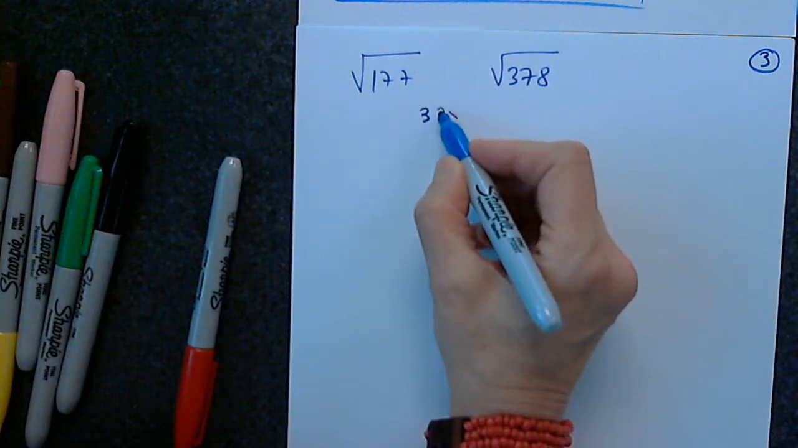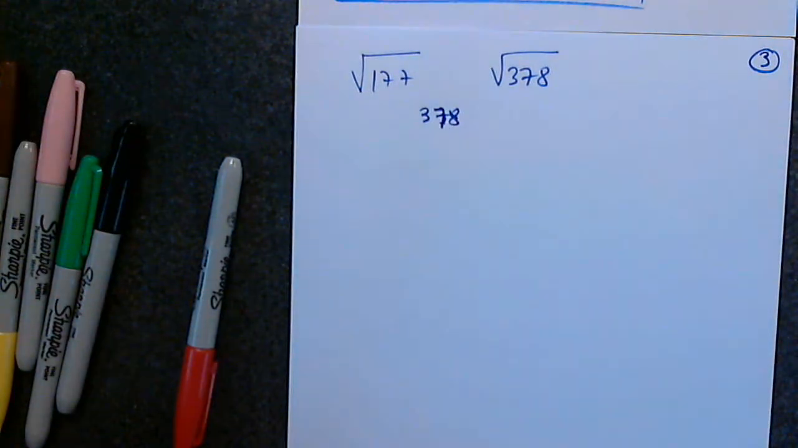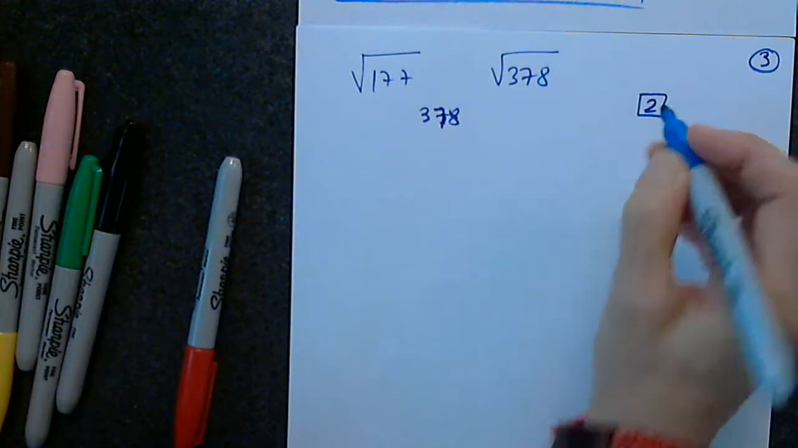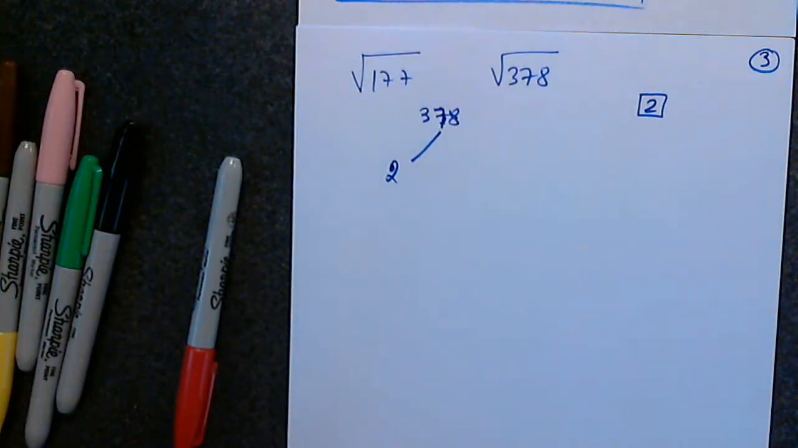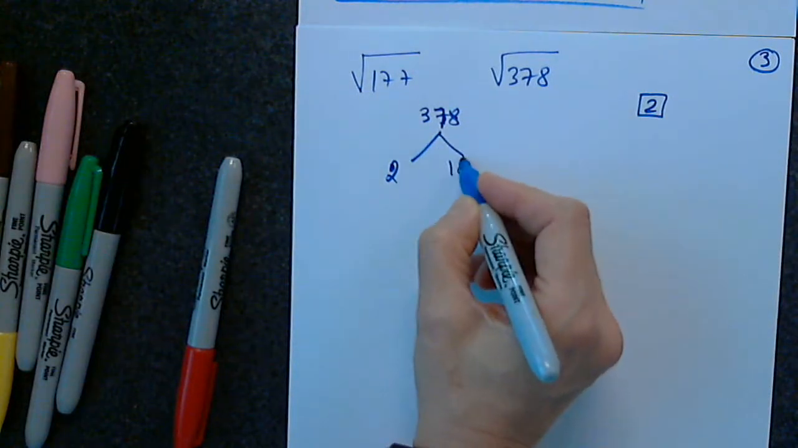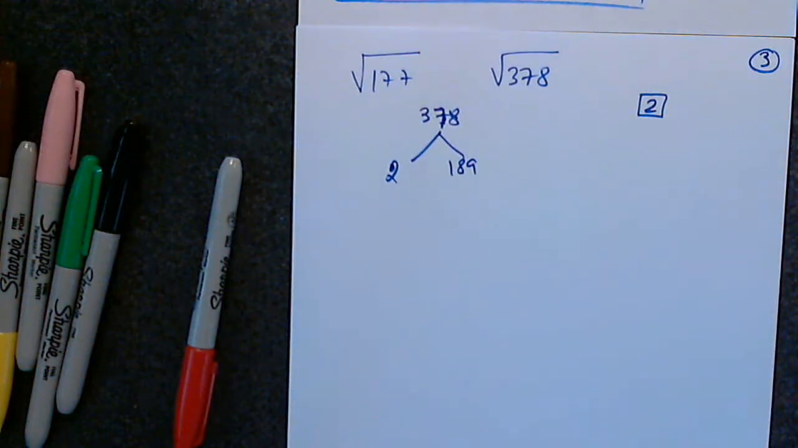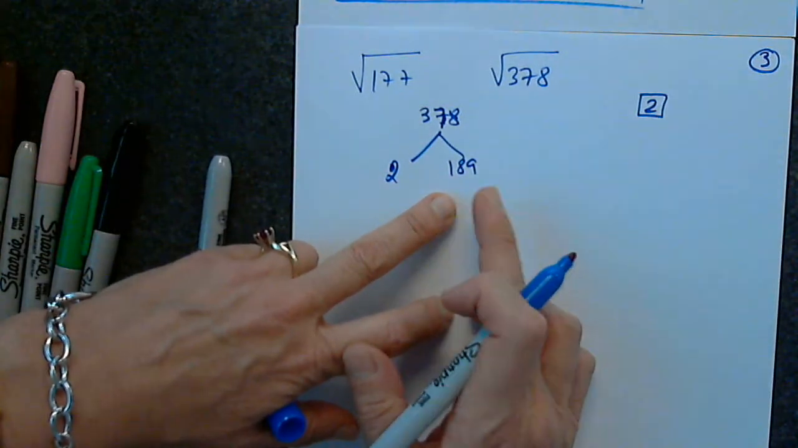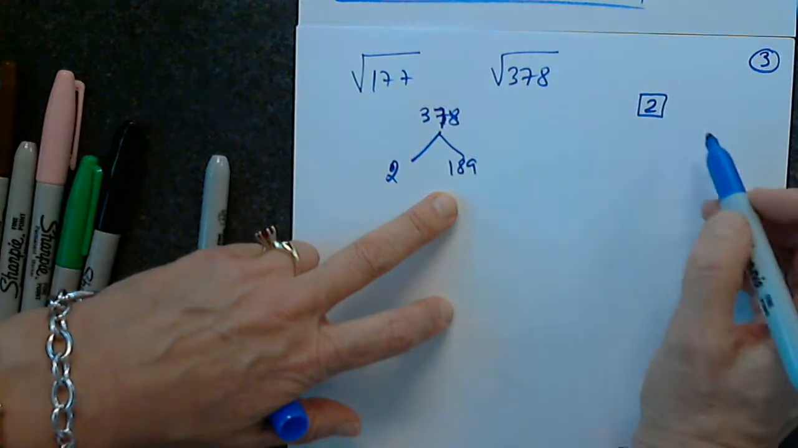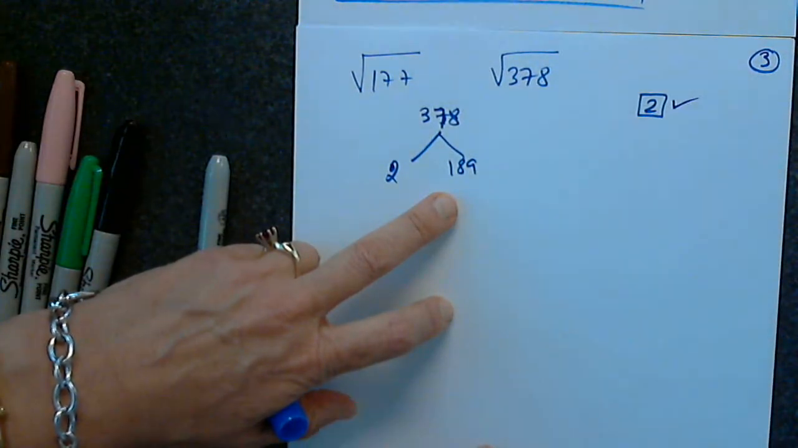So 378 is definitely an even number. So I will start with the first prime number, which is 2, and then I divide 378 by 2. What do I get when I divide 378 by 2? 189. Okay, obviously this is no longer an even number, so with the prime number 2, I'm kind of done.